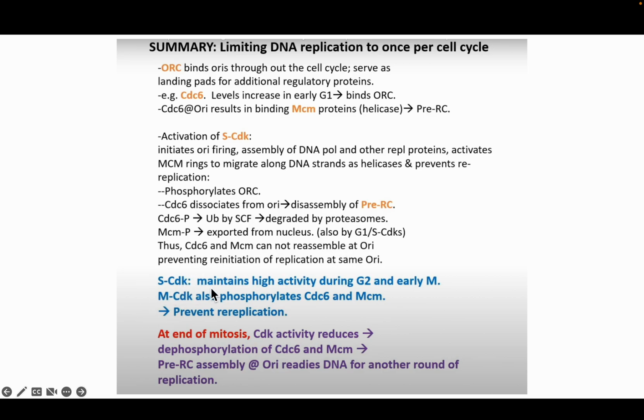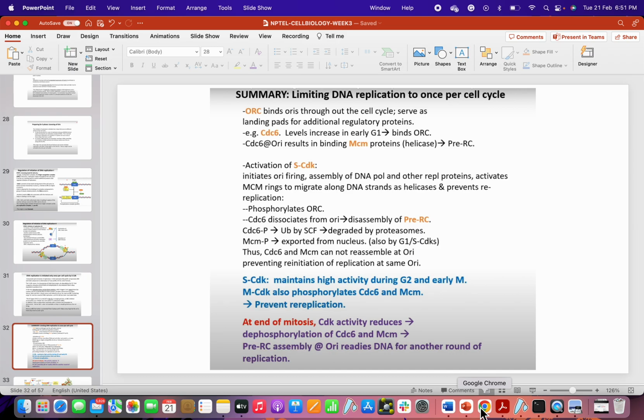So S-CDK maintains high activity during G2, and early M-CDK also phosphorylates CDC6 and MCM to prevent re-replication. At the end of mitosis, CDK activity reduces, leading to dephosphorylation of CDC6 and MCM, and pre-RC assembly at ORI readies DNA for another round of replication.